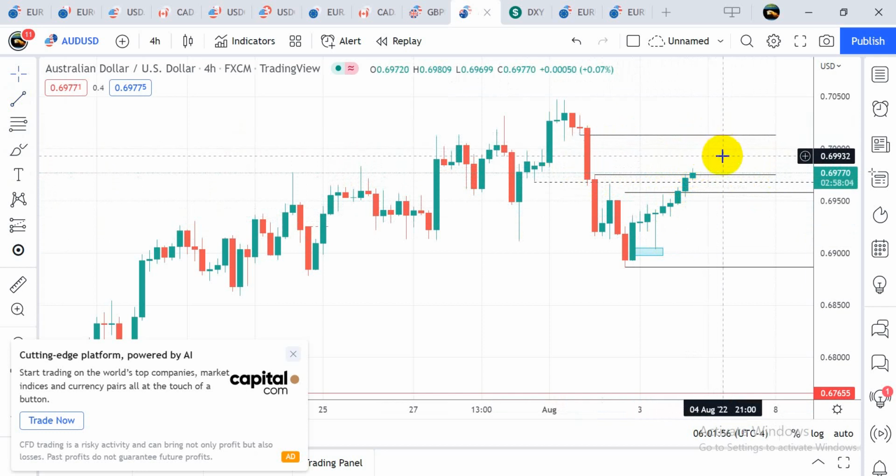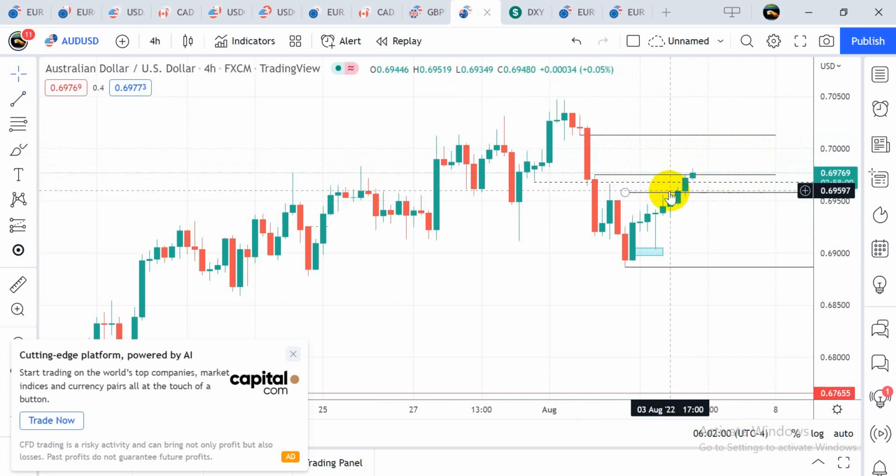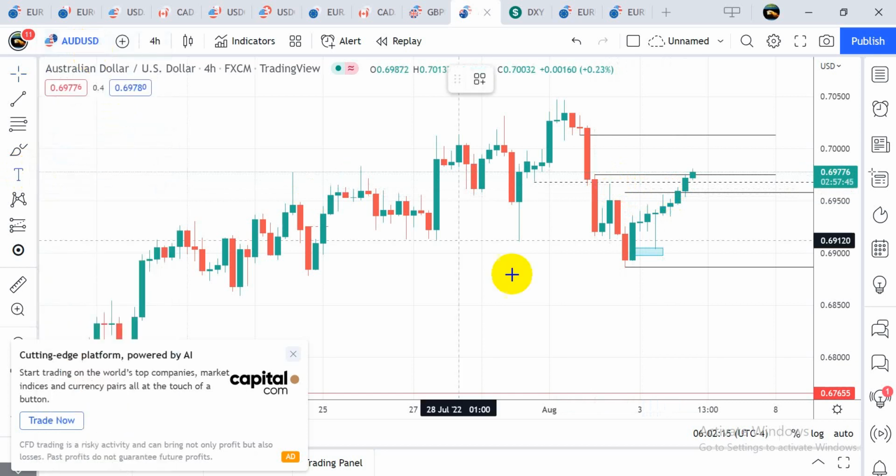Remember, for a bearish day, you should expect everything buy side to be handled first. Now you can look at yesterday's high. The liquidity resting above yesterday's high has been taken, and above this swing high right here, liquidity resting above there has also been taken.